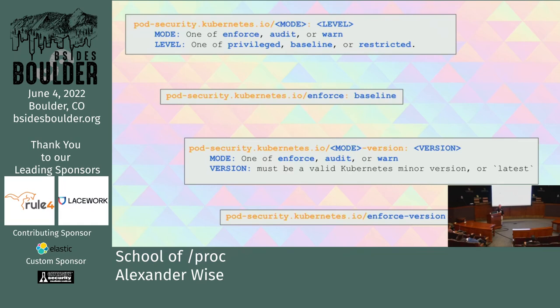I haven't tested. I've only had one cluster with the feature gate on. I believe the idea with that schema is that you can warn on restricted and then enforce baseline or something, right? So I do believe that, but I have not tested it. That's a great question.